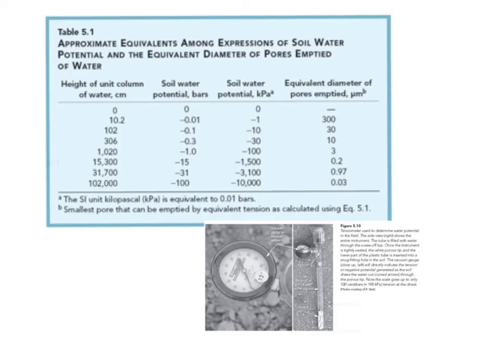So in table 5.1, there's a lot of things going on. I want to really simplify this down for you. What you see here is that when we measure the water potential in soil, we can measure it in a lot of different ways. Probably the most practical one that we have is this one right here, the soil water potential in bars, or negative bars.